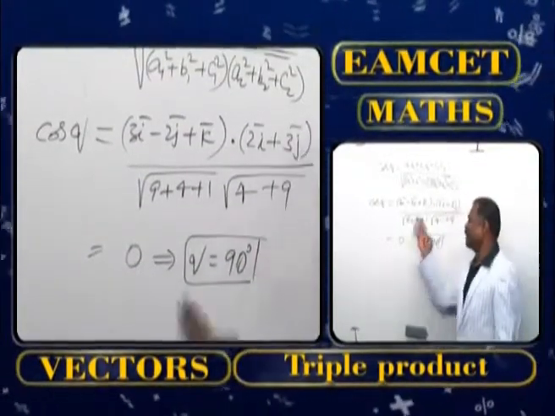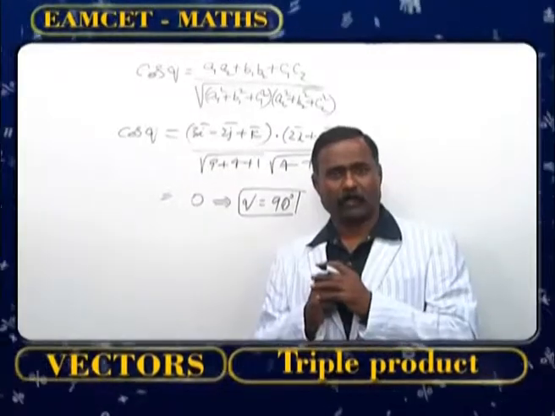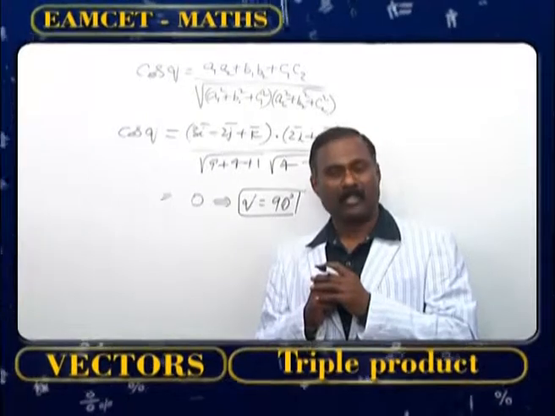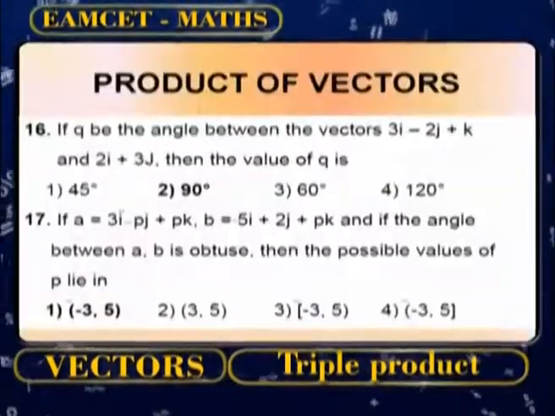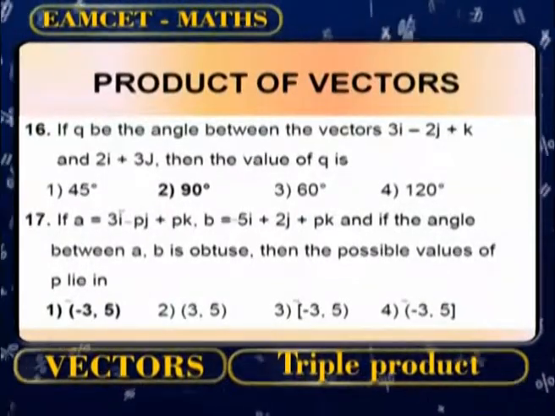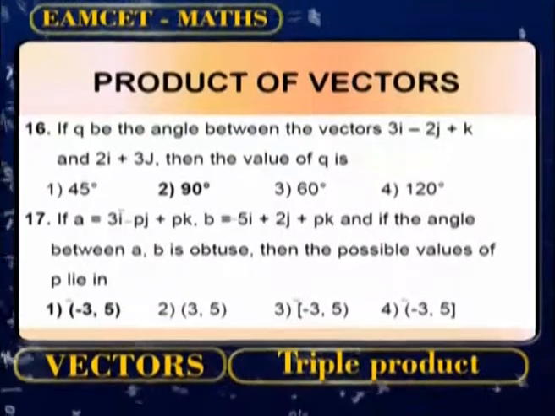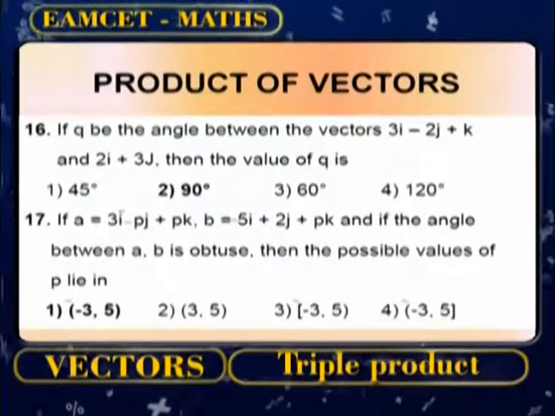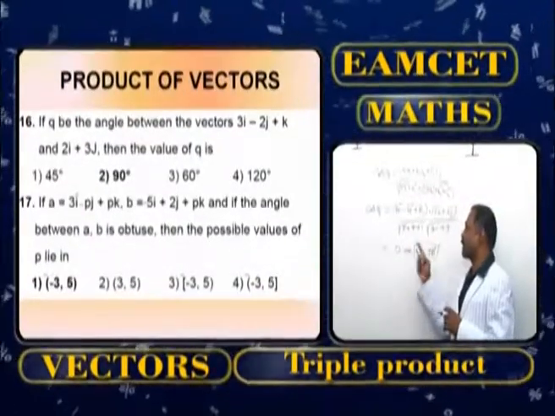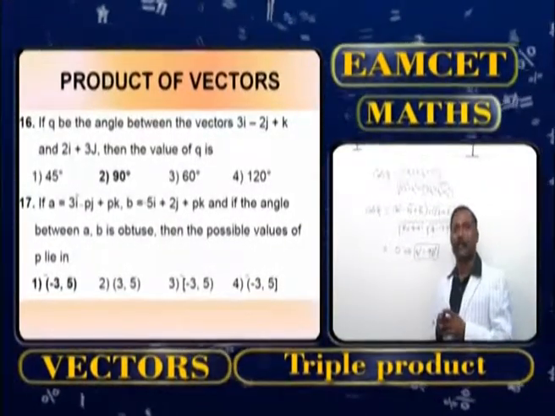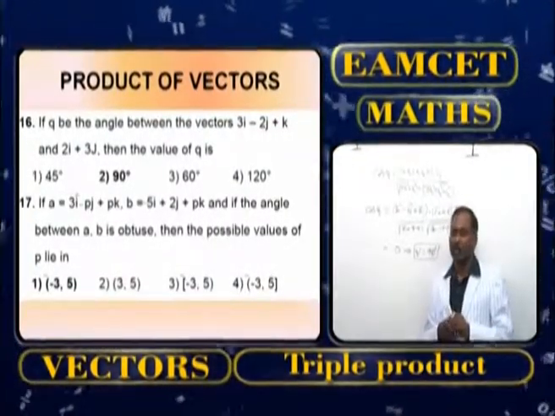It's clear, you need not apply this formula. At a glance, you can see this type of problem and, without putting your pen on the paper, you can say the answer. The vectors are 3i minus 2j plus k and 2i plus 3j. The dot product is 3 into 2, 6, minus 2 into 3, minus 6. 6 minus 6 is 0. The dot product becomes 0 when the angle between the vectors is 90 degrees. Simple. Okay, next question please.